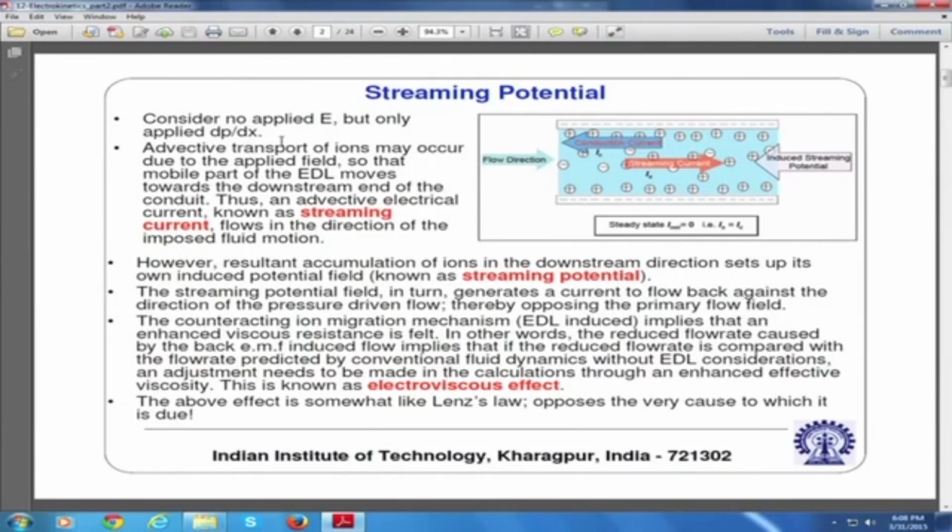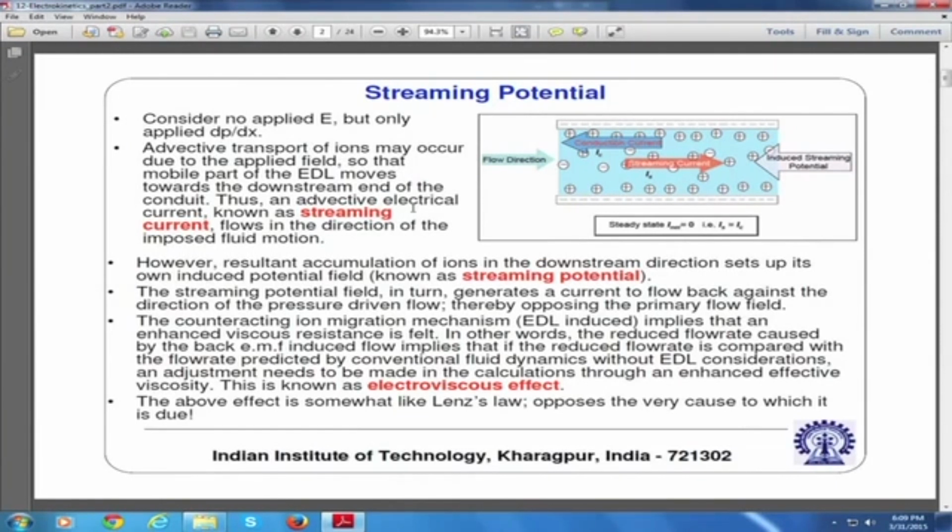Advective transport of ions may occur due to the applied field, so that the mobile part of the EDL moves towards the downstream end of the conduit. Thus an advective electrical current, known as streaming current, flows in the direction of the fluid motion. So there are surplus ions, and these surplus ions are advected with the fluid flow. This current is known as advection current or streaming current. These are some terminologies that we must learn.